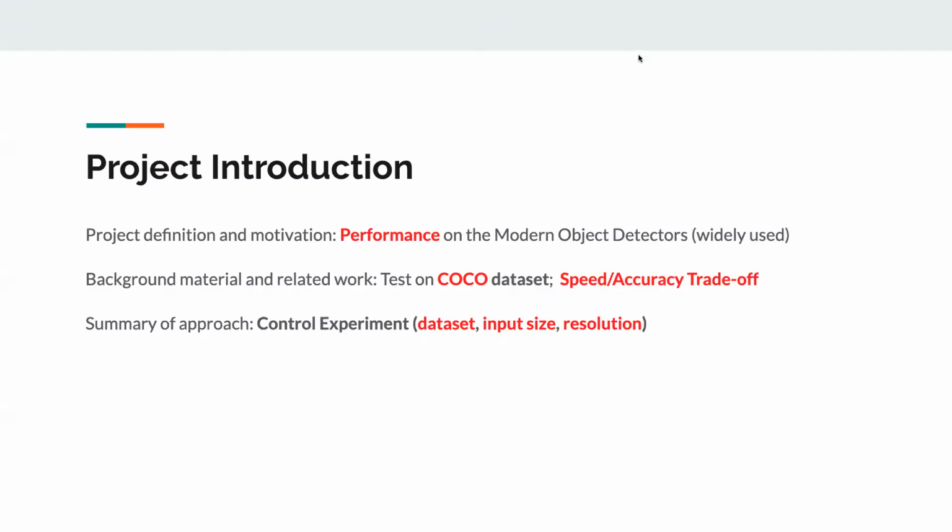In our project, we mainly focus on the performance of each modern object detector because they are right now widely used in our consumer markets. We will test our models on COCO dataset, and most of the related works are focusing on the speed and accuracy trade-off. There are lots of factors affecting the performance, so we will do control experiments on our models to ensure the tests are on the same dataset, size, resolution, and other trivial factors.